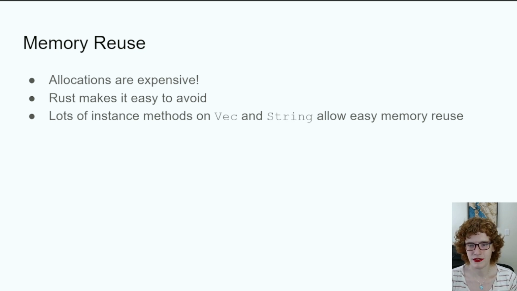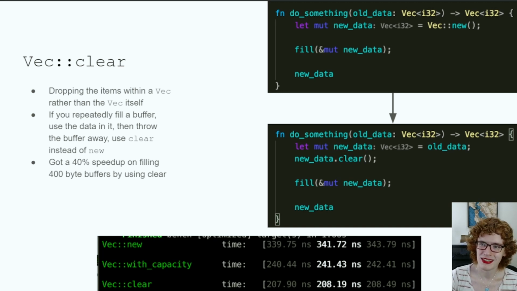There are lots of instance methods available to us on Vec and String, which is, for those who don't know, basically just a thin wrapper around Vec. And these methods allow pretty easy memory reuse. So let's jump into some of those. The first one is clear. Clear allows you to basically delete all of the items that are inside a vector without deallocating the underlying storage, the underlying allocation in memory. So if you're repeatedly filling up a buffer using the data in it, then throwing the buffer away, you can use clear instead of Vec::new to get an empty buffer instead of using Vec::new to get a brand new buffer.